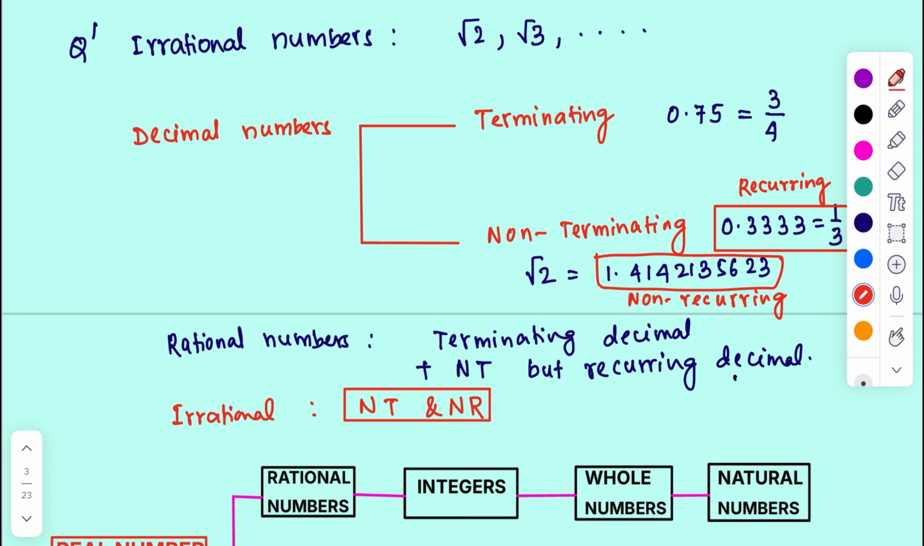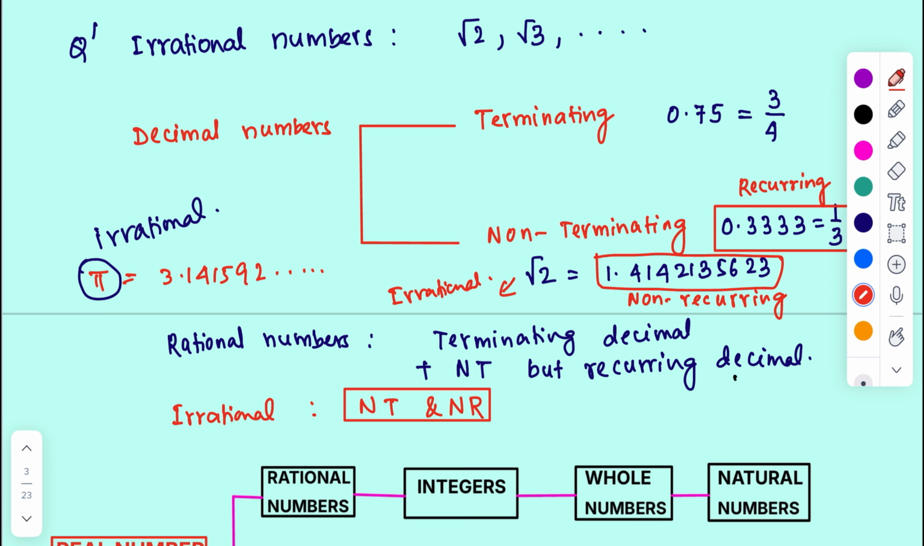Non-terminating non-recurring numbers are, for example, root 2. Another one is pi. The value of pi we know is 3.14159, and so on. This is non-recurring, so it is an irrational number. This is not rational. Root 2 is also an irrational number.